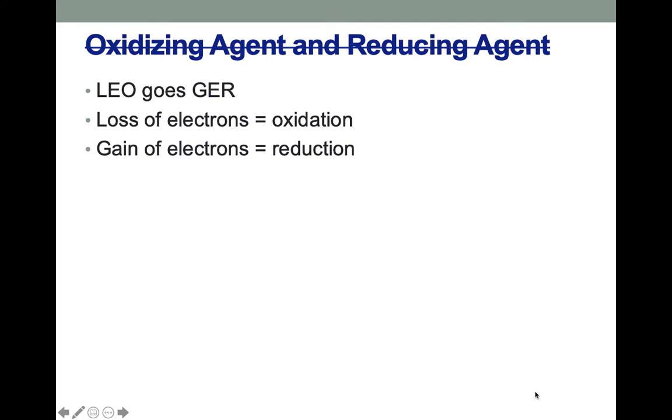So, like I said before, oxidizing agent, reducing agent, we're no longer going to discuss. The little mnemonic that I use for this is LEO goes GER. You can use OIL RIG if you prefer, whatever you like. LEO goes GER. The loss of electrons is oxidation, and I would probably write in my notes here, that would be electrons as a product. Gain of electrons is reduction, and I would write here, electrons are reactant.